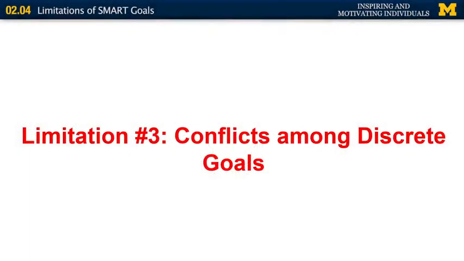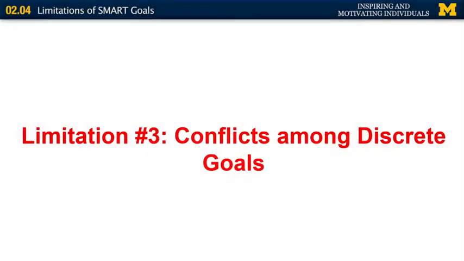Now, the third limitation associated with SMART goals is that it's a very discrete framework. It helps you set very specific, very measurable, very crisply defined goals, this beautiful checklist, but it gives you very little insight into how these goals can be interrelated. What could be the positive or negative interdependencies among those goals?